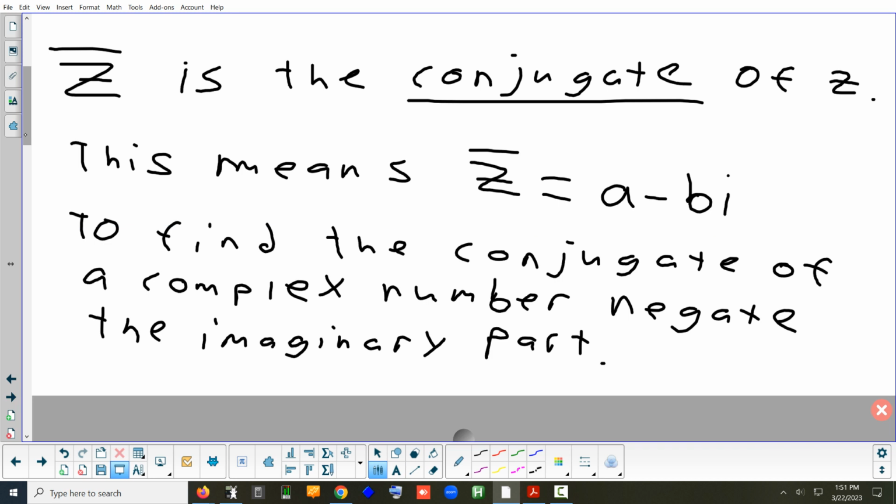And a shorter way to say change the sign of is just to say that word, negate. Negate means the opposite of. To find the conjugate of a complex number, change the sign of, or just say negate, the imaginary part.